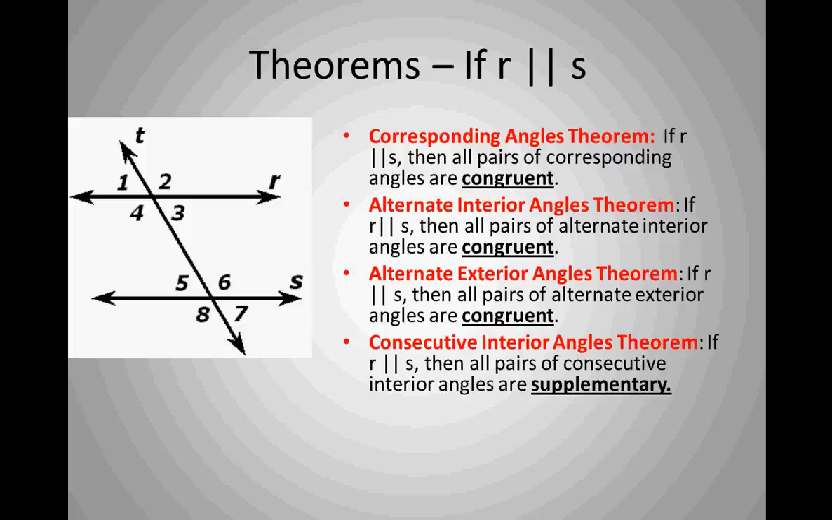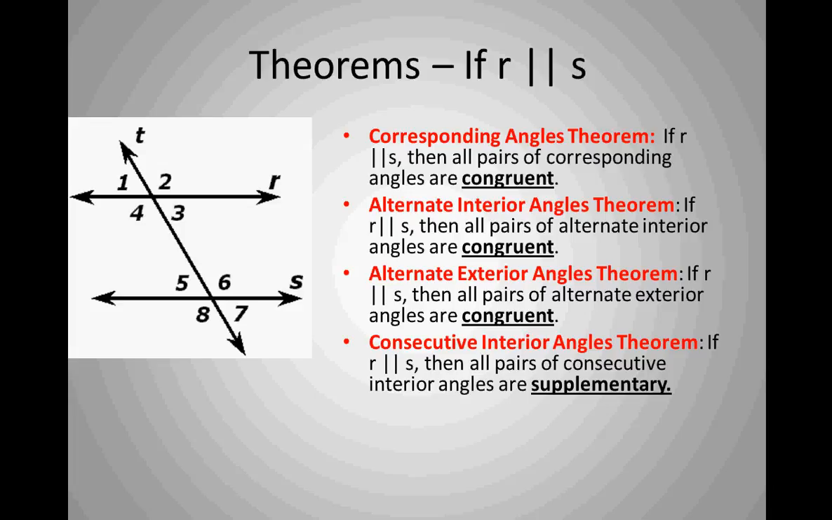Starting off here, there are four theorems that we're going to be dealing with that involve parallel lines and the transversal that goes through them. Last week we talked about the different types of angles that form when a transversal intersects two lines. In this case, the theorems only apply if lines R and S in this diagram are parallel to one another. Once again, this only works if those two lines are parallel.